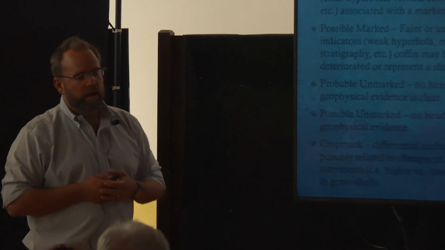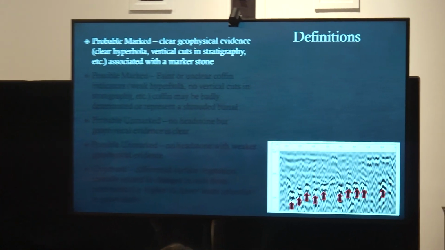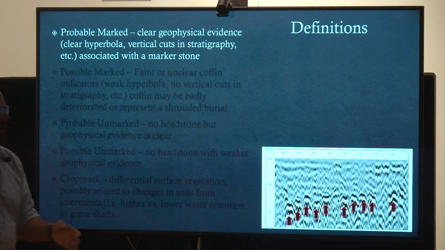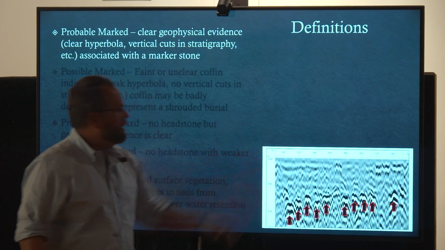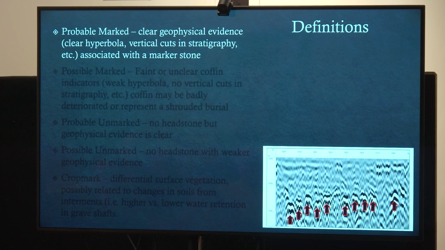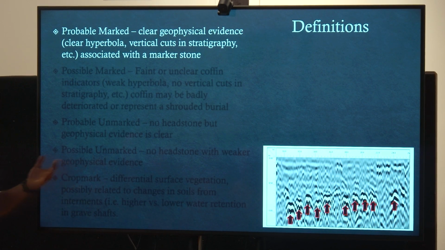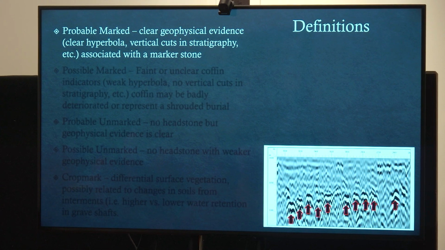There are a couple of definitions that I want to go over, of the ways that we at TerraSearch identify burials within a burying ground. When I use the term probable marked burial, what I mean is that there's clear geophysical evidence: a tight parabola, a faint cross above it that shows the trench that was dug, and also a headstone that I found. I can't say 100% in anything, but I can say it's really 100% that that's a burial. It's associated with this headstone, so that's why I call it a probable marked burial.